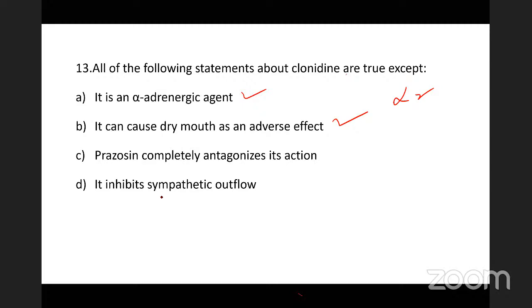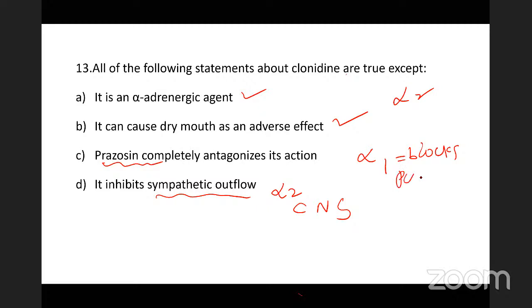It inhibits the sympathetic flow. Yes, by stimulating the alpha-2 receptors in the central nervous system, it decreases the central sympathetic outflow. So remember, its action is on the CNS. Prazosin is a peripherally acting alpha-1 receptor blocker. When the action of clonidine is in the central nervous system, how can prazosin antagonize it? So this is the wrong statement. Prazosin cannot antagonize the action of clonidine because clonidine acts on the central nervous system, not on the periphery.